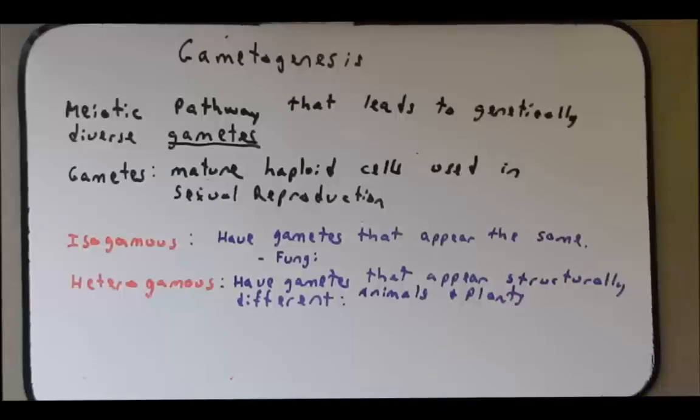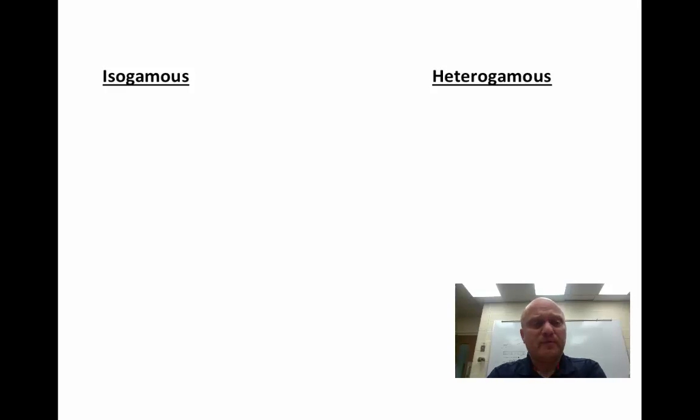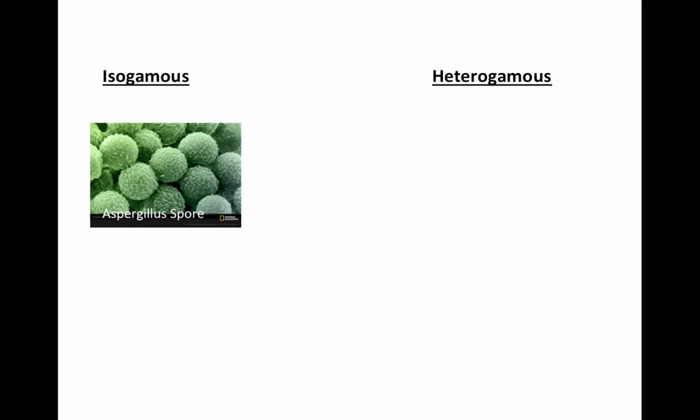What I'd like to do now is to show you some pictures of gametes that are isogamous or gametes that are heterogamous, and then we'll come back to this board. All right, now that I've defined isogamous and heterogamous, I want to show some examples. Fungi offer a great example of isogamous. We have Aspergillus spore here.